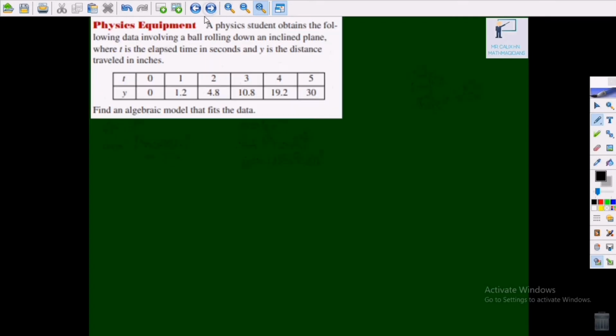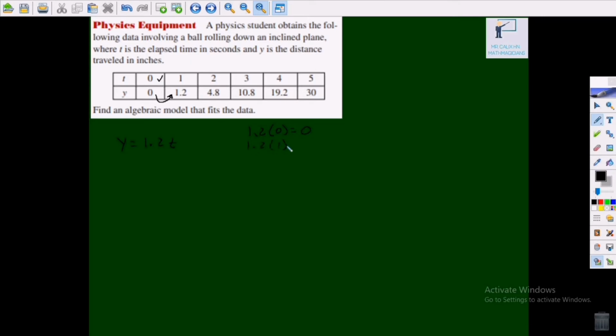Let's continue. Then we have a physics student who obtains the following data involving a ball rolling down an inclined plane, where t is the elapsed time in seconds and y is the distance traveled in inches. So we have the elapsed time here. It says that it's from 0 to 1.2. That means that if we write a function, y is equal to, my elapsed time is 1.2. Okay? Then the variable that you're using is t. If I substitute this information, but instead of t, I put 0, the answer is 0. It would be correct for this one.